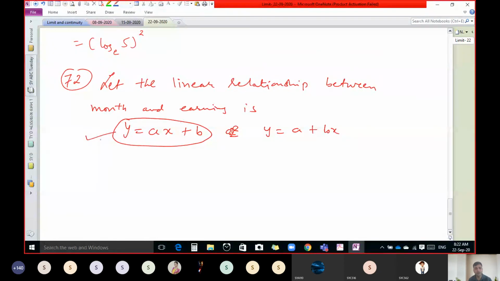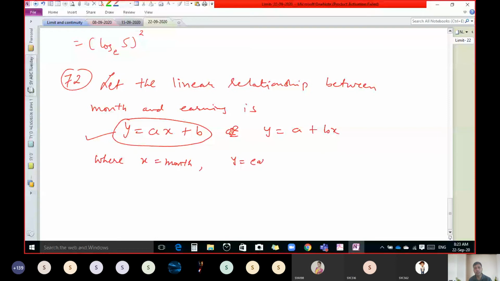Okay, let us take y equal to ax plus b, where x equal to and y equal to. Can you tell me what is x? Month or earning? Just tell me, is it month or earning? Month. Yes, x is month and y is earning.